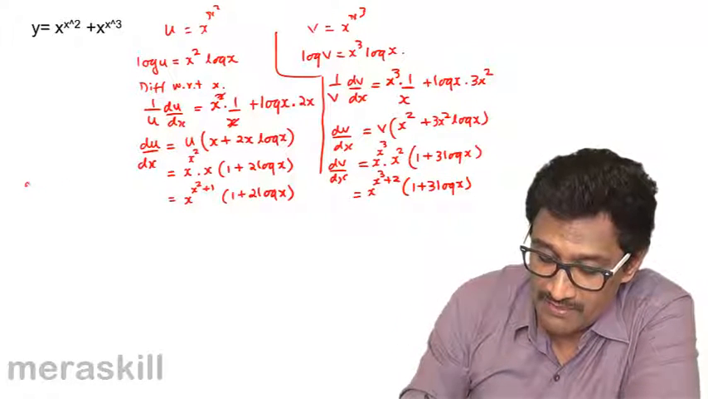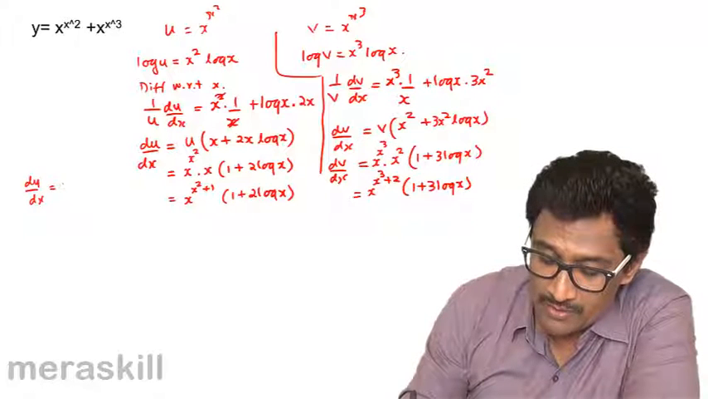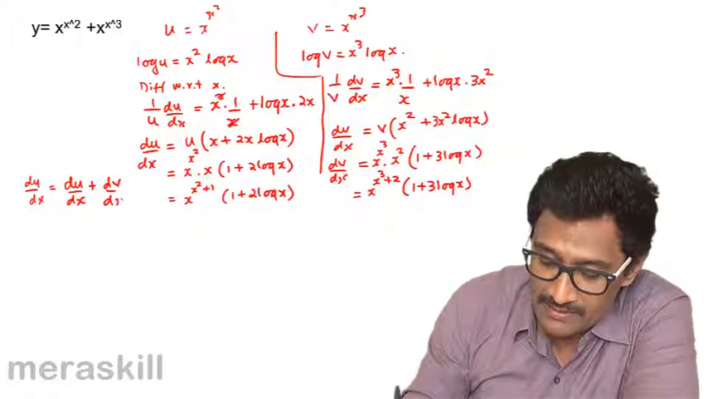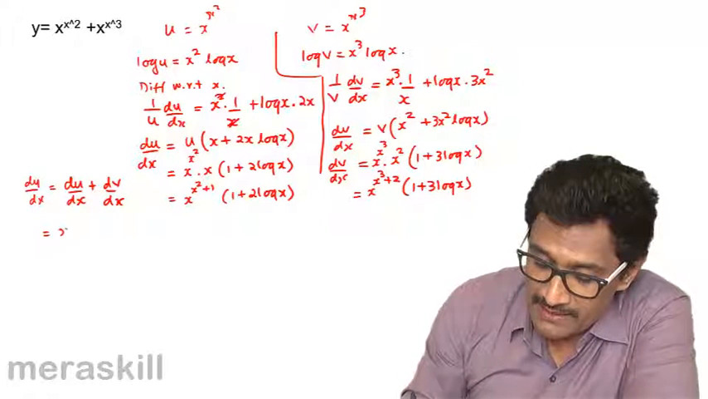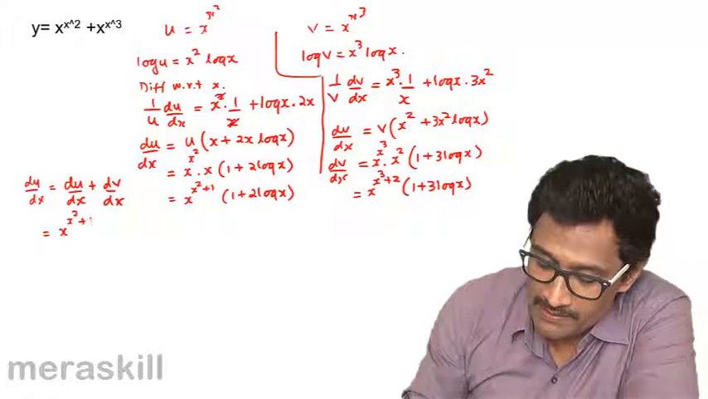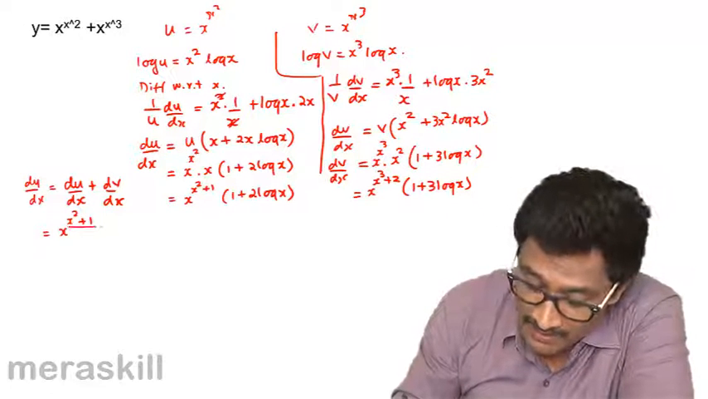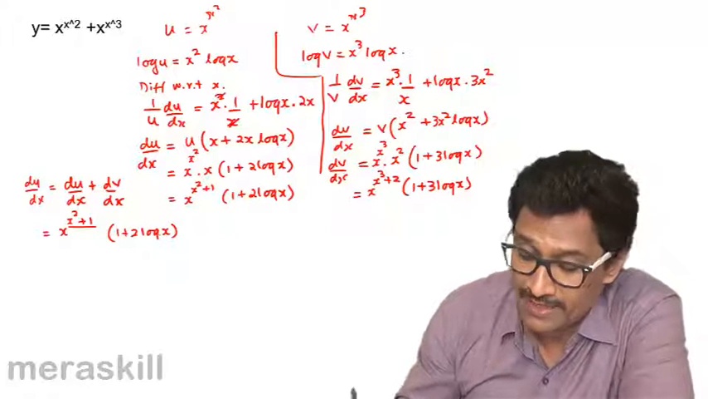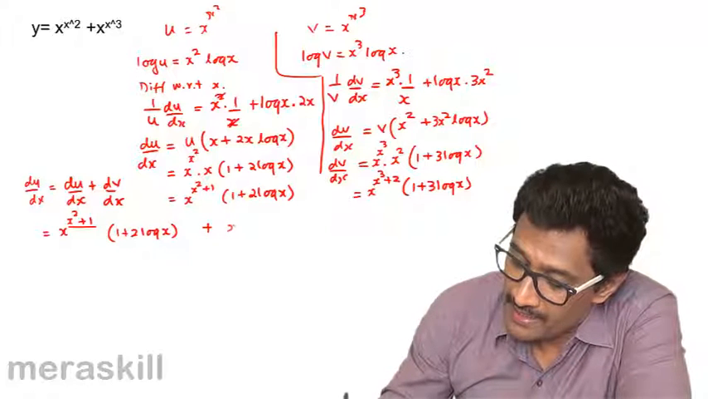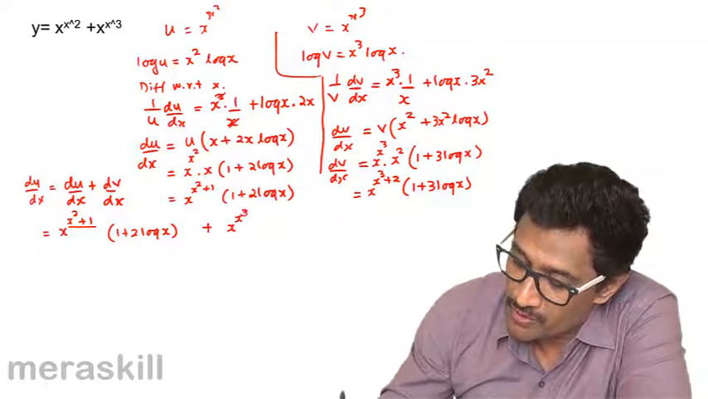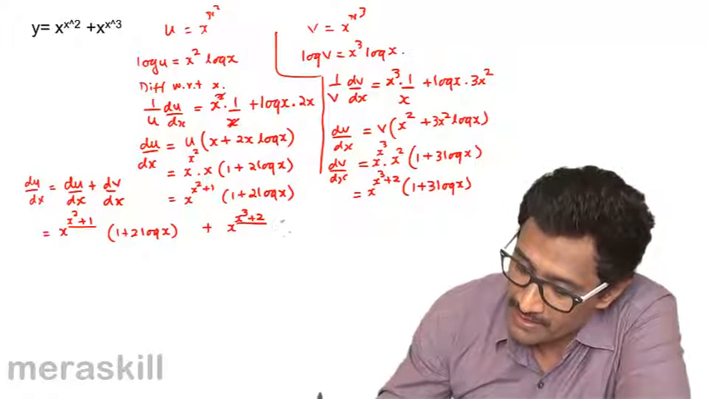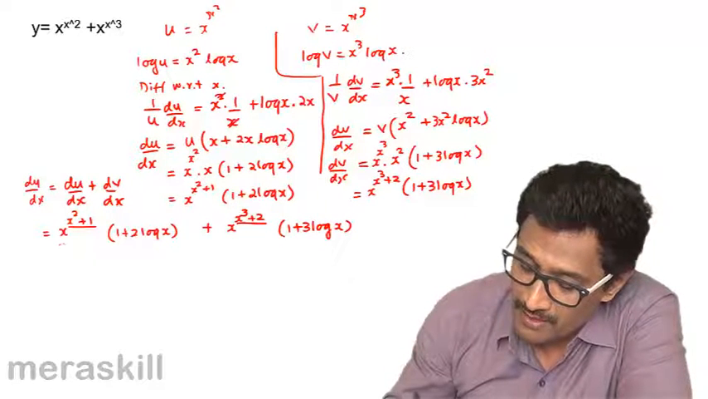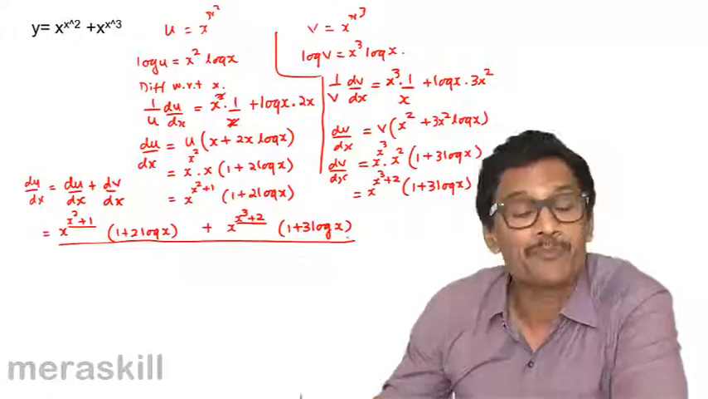Hence, since dy by dx is going to be du by dx plus dv by dx, we get this as x raised to x square plus 1. Remember, the plus 1 is in the index, into 1 plus 2 log x. This is du by dx, plus x raised to x cube plus 2, again in the index, into 1 plus 3 log x. Hence, this is our dy by dx.